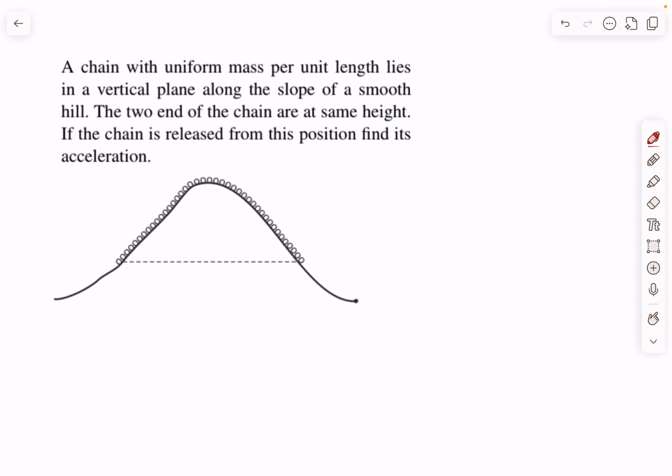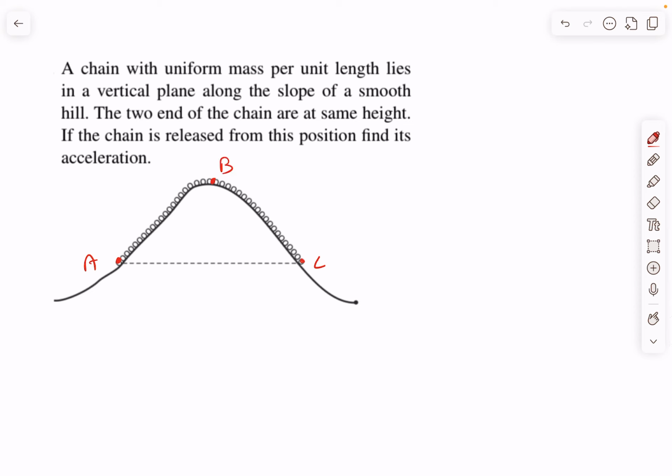These are the two ends of the chain and they are at the same height as shown by the dotted line. If the chain is released from this position, we have to find its acceleration. So first of all, let us mark the endpoints as A and C. And the topmost point of this chain on the incline, let us call this point as B.